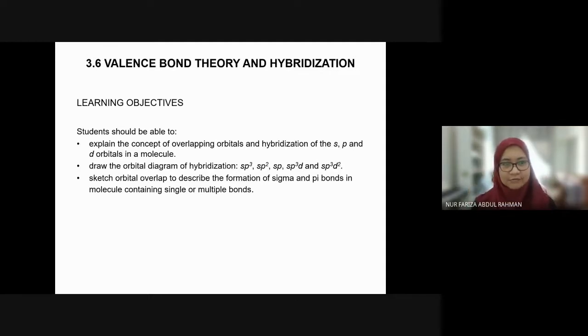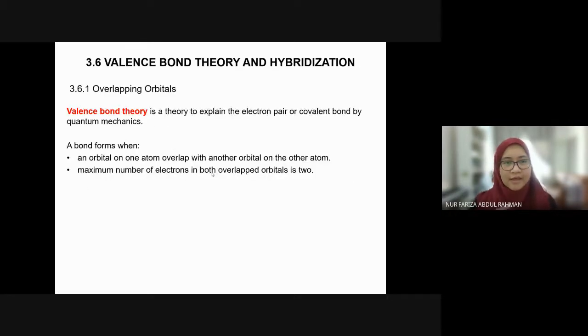Okay, Bismillahirrahmanirrahim. Valence bond theory and hybridization, learning objectives. We have 3 learning objectives for this subtopic alone. So make sure that you are able to cover all of these 3 learning outcomes, or learning objectives. Right, overlapping orbital. So, valence bond theory.